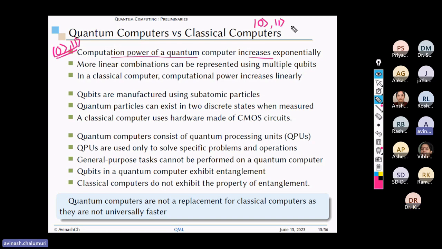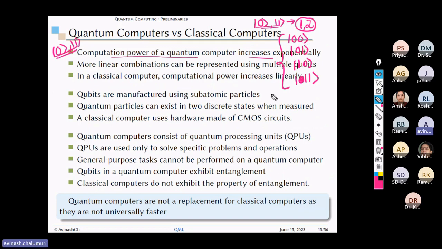If I have two qubits, each qubit can be represented using ket 0 and ket 1. That way, I'll be able to have multiple states at the same time, like 0 0, 0 1, 1 0, 1 1. So there are four possible states with two qubits.